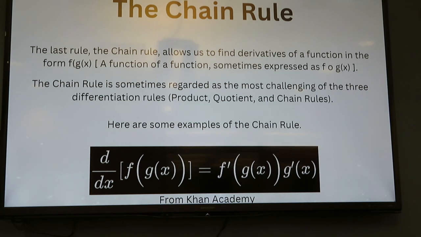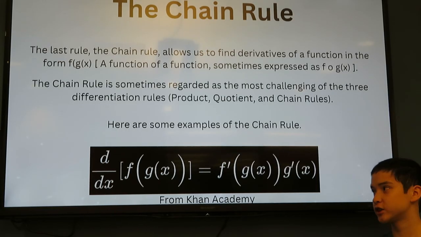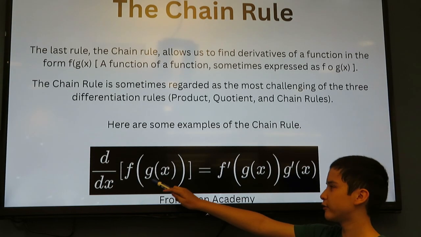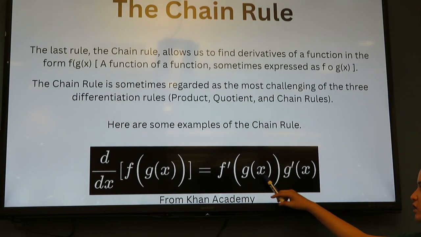Lastly, we will be covering the chain rule. The chain rule allows us to find the derivative of a function expressed in the form of f of g of x, otherwise known as the composition of functions. The chain rule formula is the derivative of f of g of x equals f prime of g of x times g prime of x, where f of x is the outer function and g of x is the inner function.